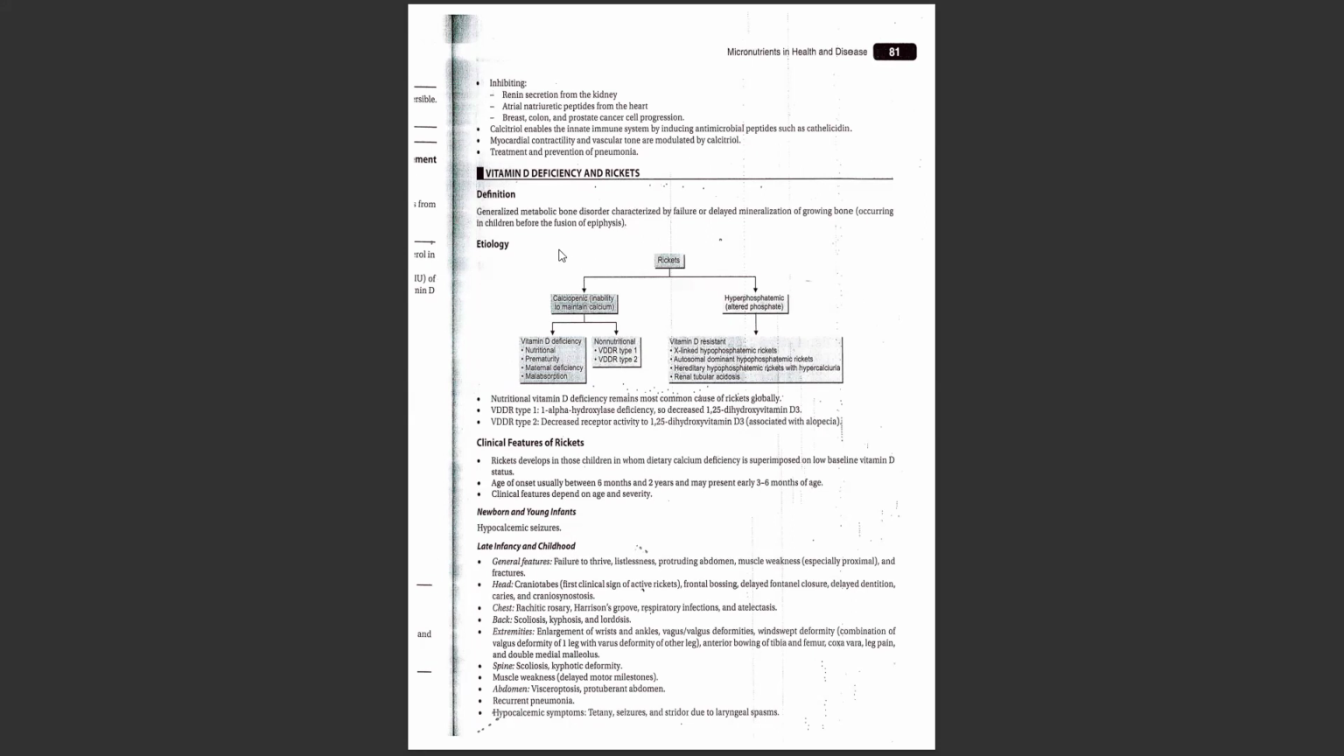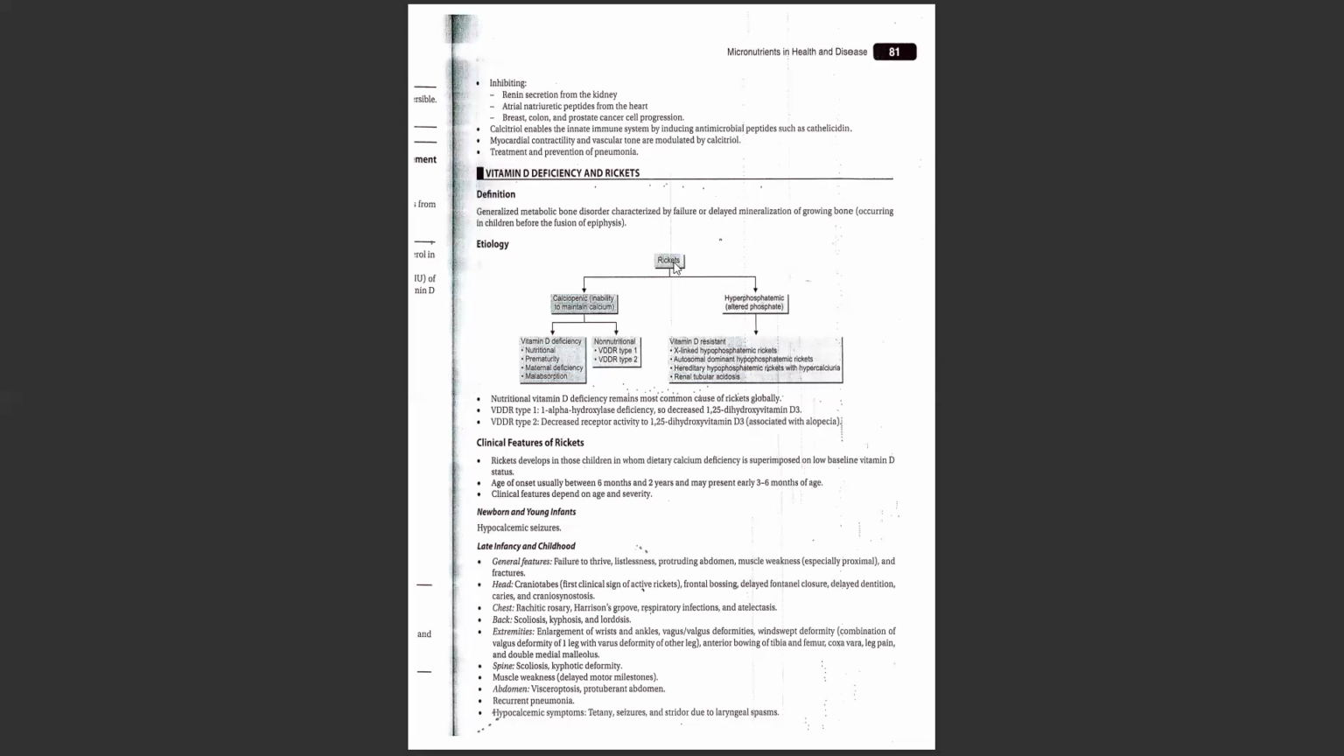And this is only a defect in the mineralization of the bone. Okay, this is the important point: the failure or delayed mineralization of the growing bone which occurs in children before the fusion of the epiphysis. This is the definition of vitamin D deficiency, that is rickets.